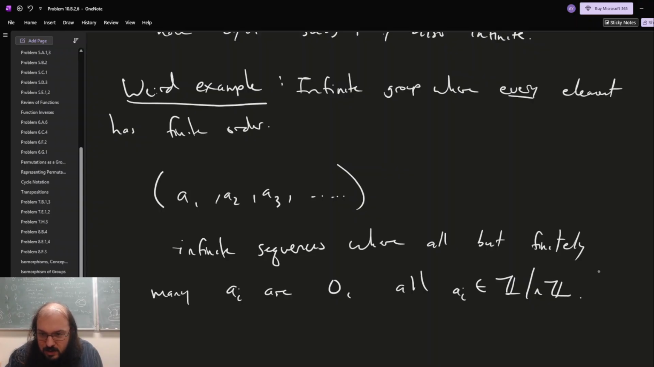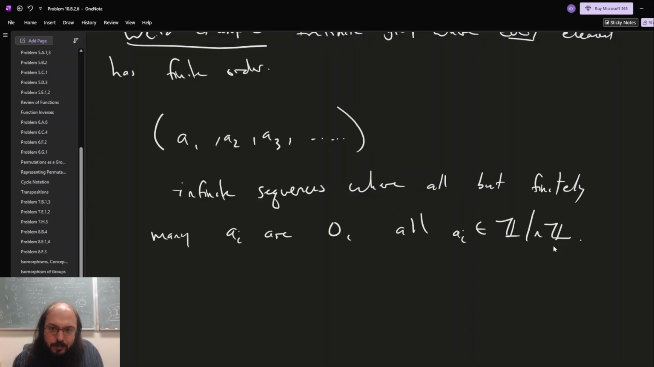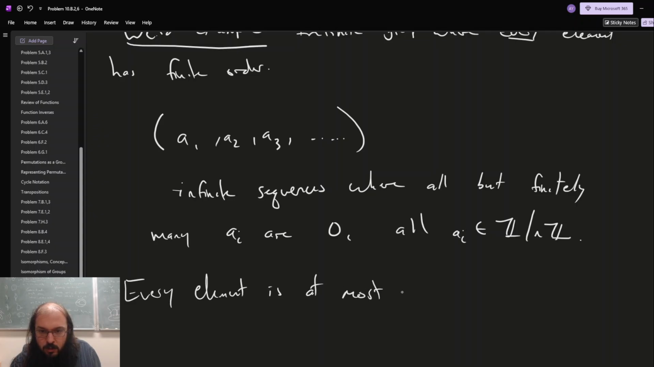Actually, you don't even need this, that they all belong to the same Z mod nZ, but that makes it easy to understand. So because all but finitely many of these are 0, you can't ever have any kind of increasing chain that's also controlled by them all being in the same Z mod nZ. If this was allowed to vary, then this argument wouldn't work. These are kind of like guardrails to prevent us from going off into some weird territory. But in this case, every element is at most order n.